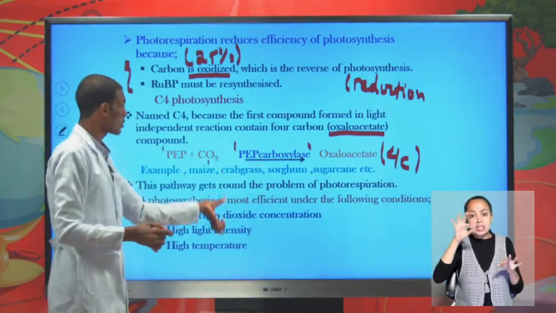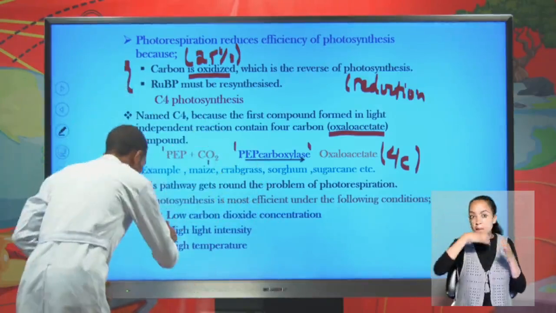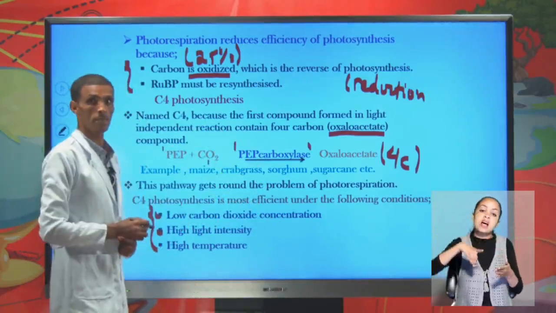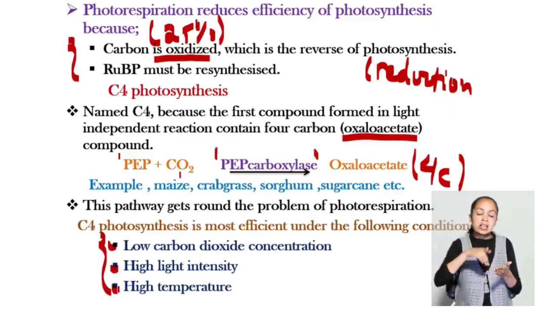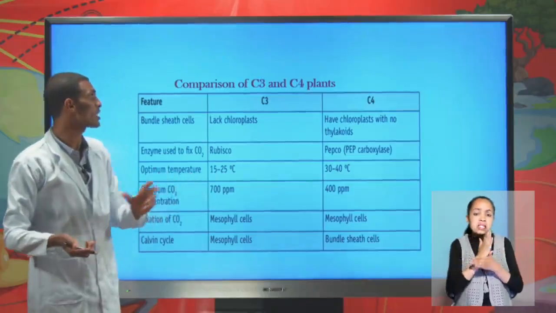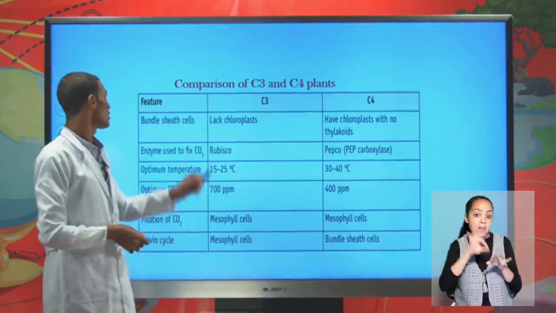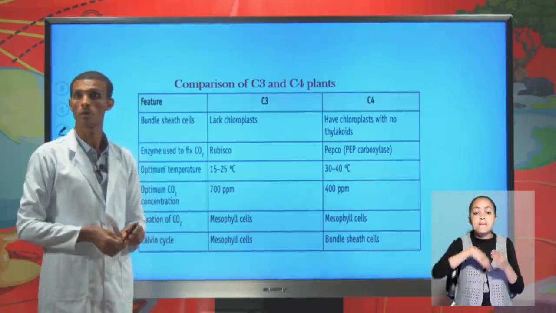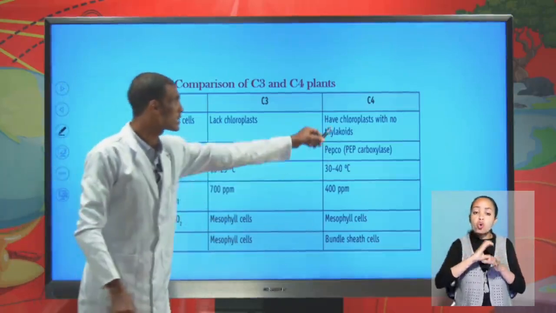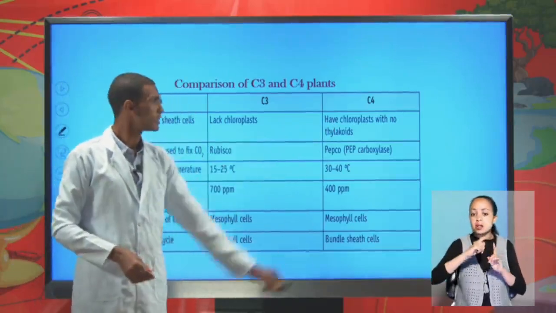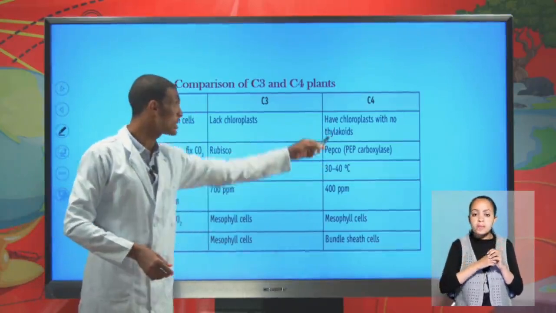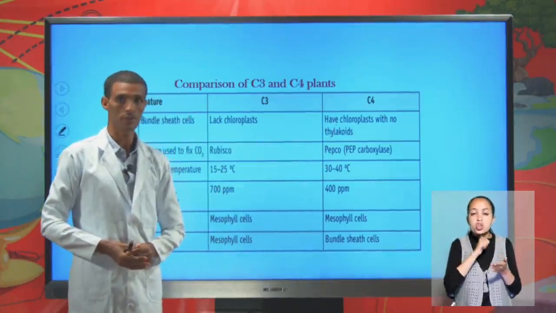Because these plants are positioned in tropical environments, they capture high light intensity, and again there is high temperature. This is why C4 plants are widely productive compared to C3 plants. Well done, students. Some comparison between C3 and C4 plants. In C3 plants, there is a bundle sheath with no chloroplast. But here, there is a bundle sheath with chloroplast and no thylakoid. No oxygen production, no photorespiration.